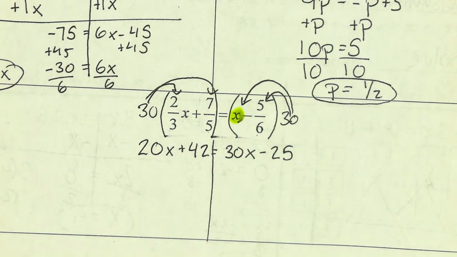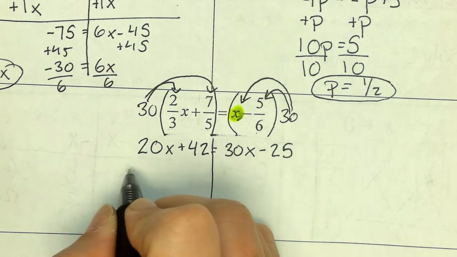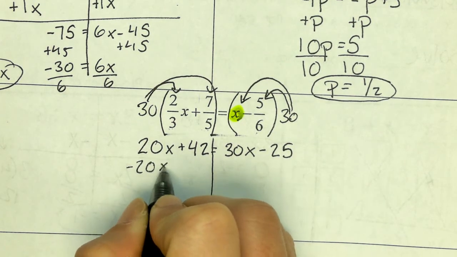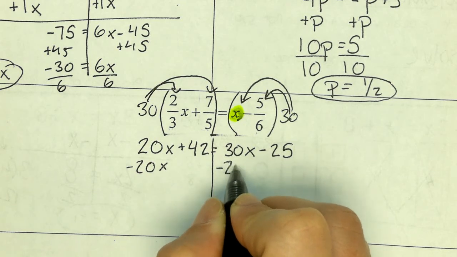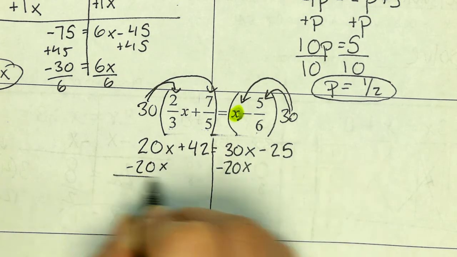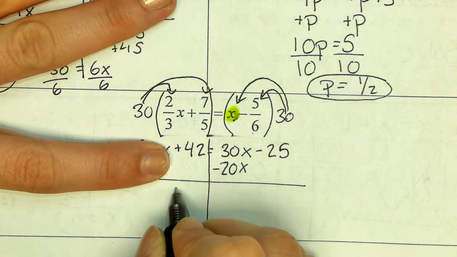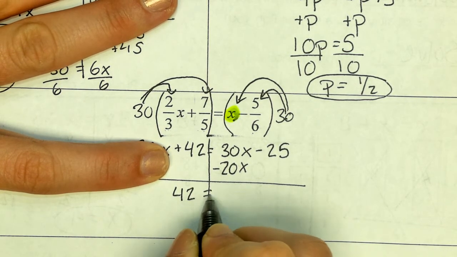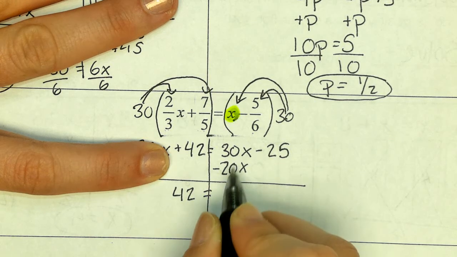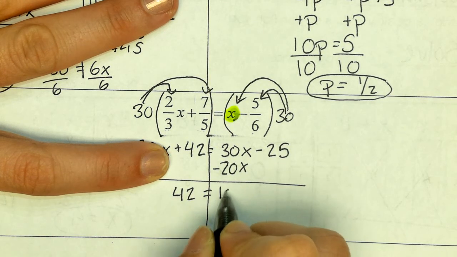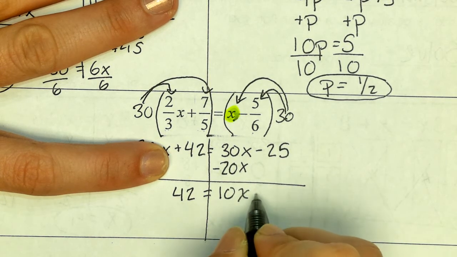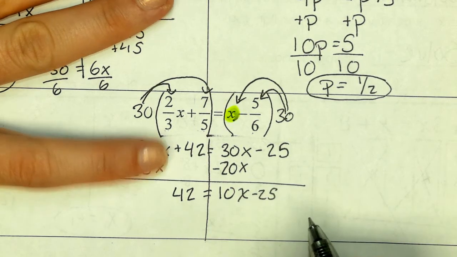All right, we want to add or subtract our variables to get them together, so what should I do? Subtract what? Okay, subtract 20x. You could subtract 30x, that's not wrong. We're just choosing 20 this time. 20 minus 20 is 0. We have a 42 left on that side. 30 minus 20 is 10, and that was our x term, minus 25.